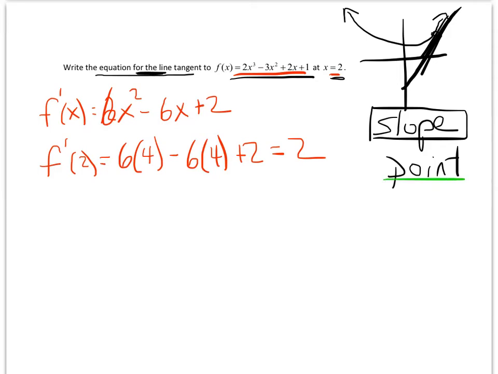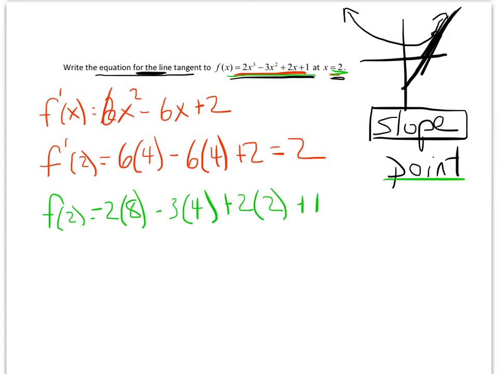In order to find my point, I'm going to use the original function again, because that'll tell me my height, or my y value at this particular x value. So f of 2 would be 2 times 8 minus 3 times 4 plus 2 times 2 plus 1, which is 9. So now I've got my point. My point is (2, 9).